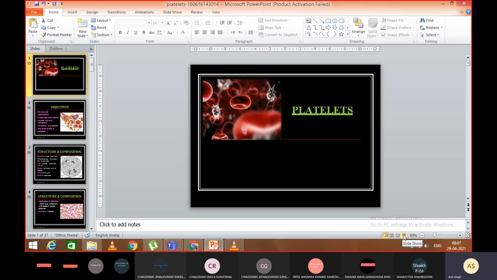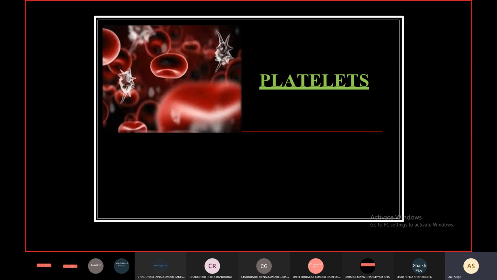But before we go into platelet counting, let us look at what platelets are, what their importance is, why we need to count them, and under which conditions their numbers may increase or decrease. So let us start with a brief introduction about the platelets.